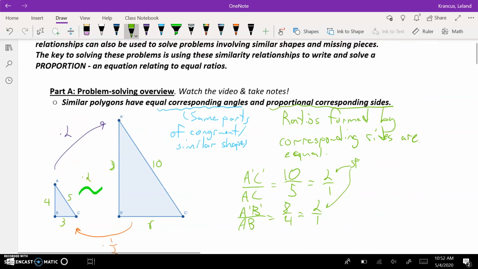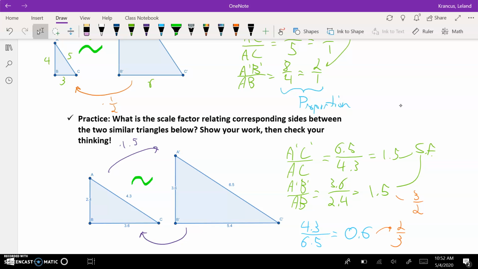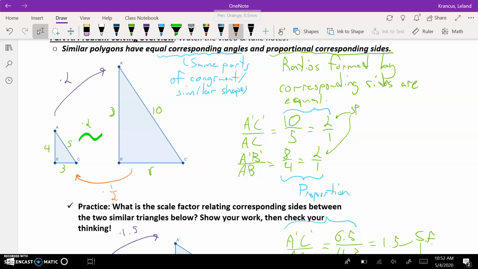So when I say proportion, I'm going to go back up here to the top. A proportion is just one of these equations we have. A proportion is just an equation relating two equal ratios. There are proportions all over this. So this is a proportion, this is a proportion. Down here where we're writing these are proportions, where whenever you have two ratios set equal to each other, we just call that a proportion. And proportions have some special characteristics.